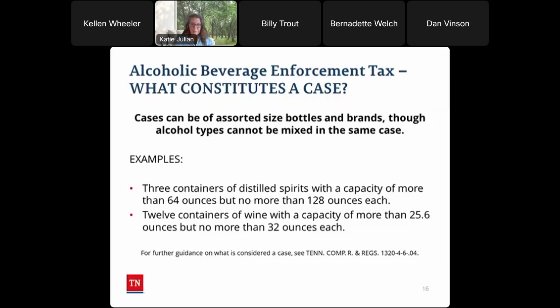1320-4-6-.04. Regarding returned cases, cases of alcohol returned to a wholesaler by a retailer are exempt from the wholesale enforcement tax, and the number of return cases are reported on the tax return. There's a line item for that.